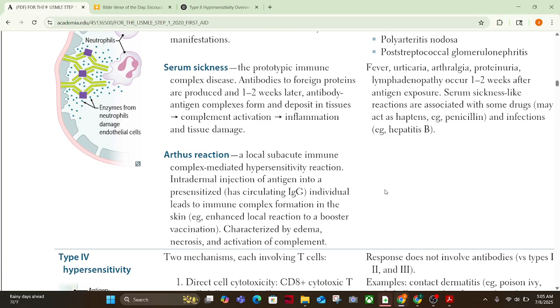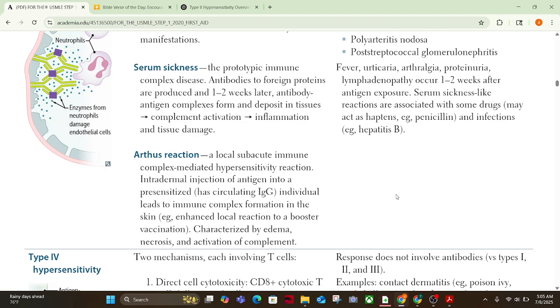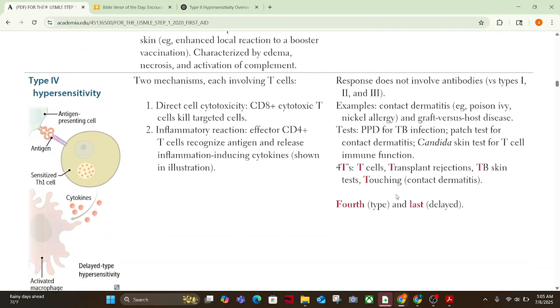Never done with that. Next, ooh, goodness. Now we're going to go into type 4 hypersensitivity. Okay, type 4 hypersensitivity has two mechanisms, each involving T cells. The first one is direct cell cytotoxicity. Here you have CD8 positive cytotoxic T cells kill targeted cells. And the second mechanism seen in type 4 hypersensitivity would be inflammatory reaction. Here you have effector CD4 positive T cells recognize the antigen and release inflammation inducing cytokines shown in the illustration.